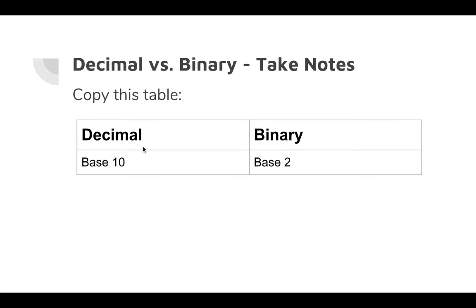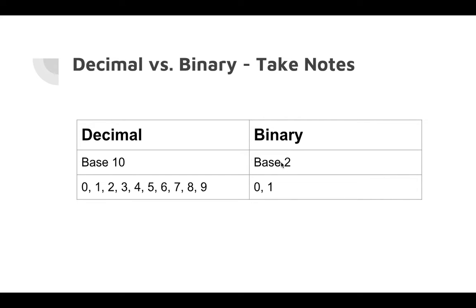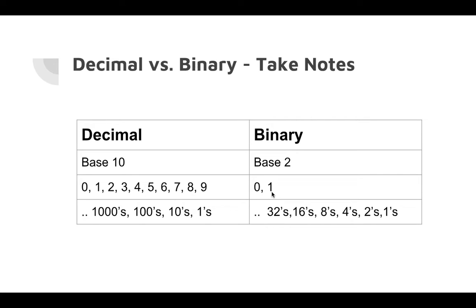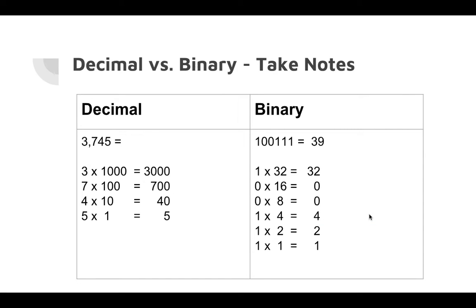Okay, so let's take a look at the difference between decimal and binary. In a decimal system, it's base 10. In a binary system, it's only base 2. In a decimal system, we can use all these numbers, 0, 1, 2, 3, 4, 5, 6, 7, 8, 9. In a binary numbering system, we can only use 0 and 1. In the decimal system, the place values are ones, tens, hundreds, thousands, etc. In a binary numbering system, we have ones, and then there's twos, fours.